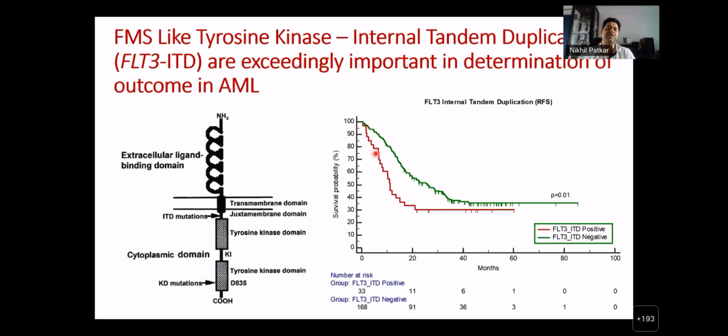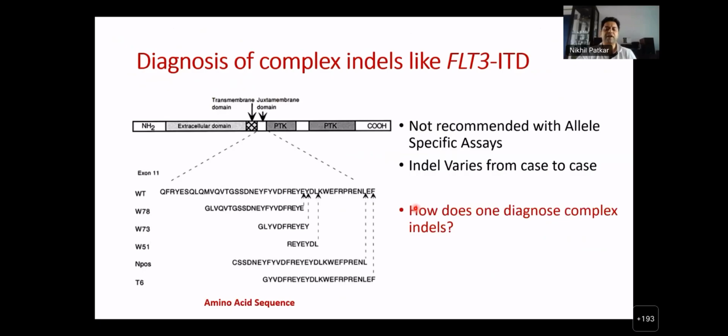Now, when a mutation is particularly variable, for example, the FLT3 internal tandem duplication, it is really important to know for this mutation, because in acute myeloid leukemia, presence of FLT3 internal tandem duplication predicts for an inferior outcome. These mutations are highly variable, and they are present in the juxtamembrane domain and transmembrane domain. These juxtamembrane domain mutations are the ones that cause these internal tandem duplications, and you cannot really detect them with allele-specific PCR because the indel varies from case to case.